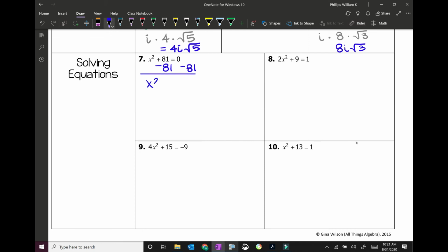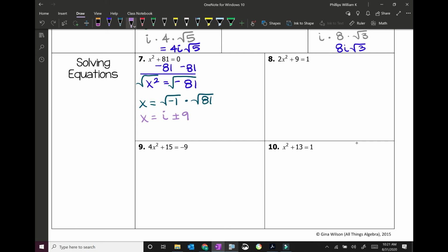Now I have x squared equals negative 81, and we'll solve by taking the square root. So normally here you would say no solution. Well, now we know how to take the square root of negative numbers. So x is going to equal the square root of negative 1 times the square root of 81. So the square root of negative 1 is i. The square root of 81 is plus or minus 9.